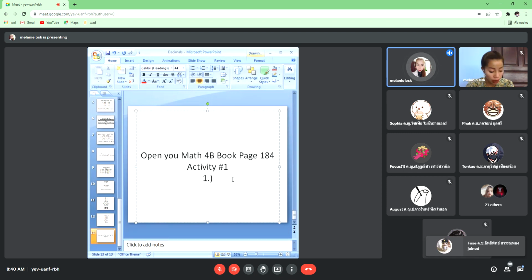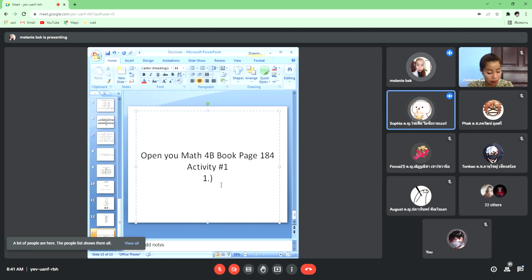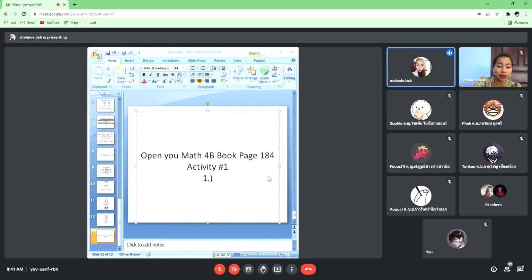For activity number one, what is the answer? Have you seen the clock? What angle is this one? The minute hand and the hour hand form, so we have the vertex right in here, a right angle. So for number 1, that is a right angle. How about number 2 and number 3?